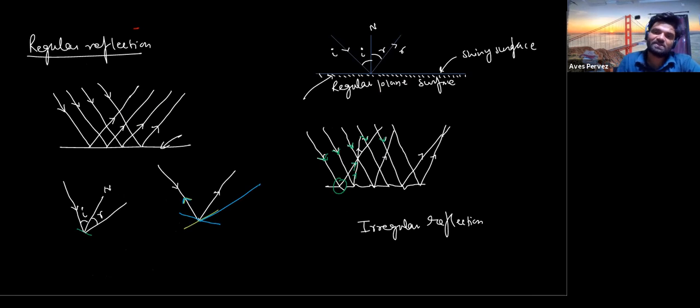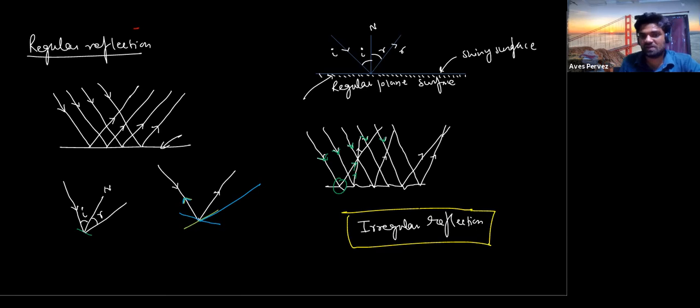And irregular reflection is one when the incident rays are parallel, but the reflected rays are not parallel, because the surface is not regular. Why is the surface not regular? It can be simply understood by this one.